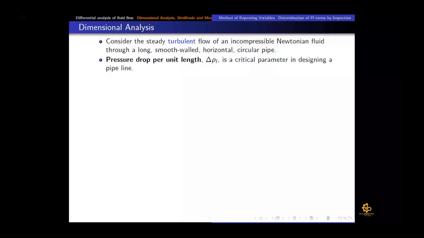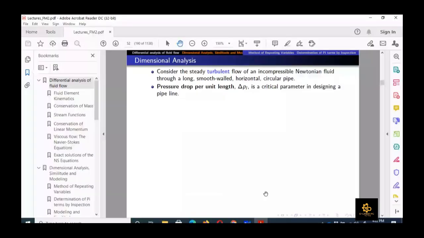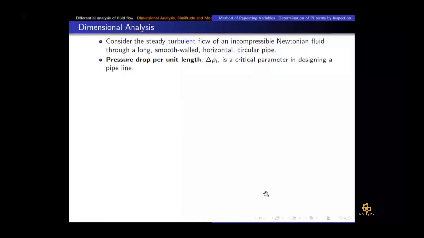As an example, let's consider turbulent flow, not laminar flow, which is streamline flow. For turbulent flow through a circular pipe, there is no exact solution at all, because there are fluctuations. So the partial differential equation cannot be reduced to an ordinary differential equation. Pressure drop per unit length is a critical parameter, because we need to know how much horsepower we need to apply at the beginning, so we can select the pump for that particular flow through the pipe.